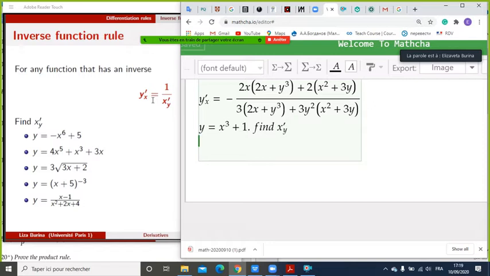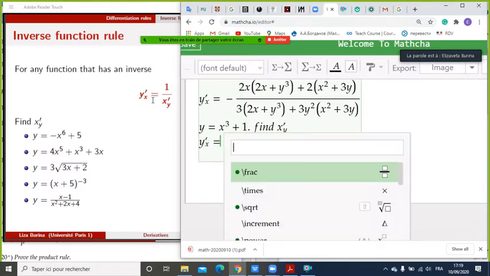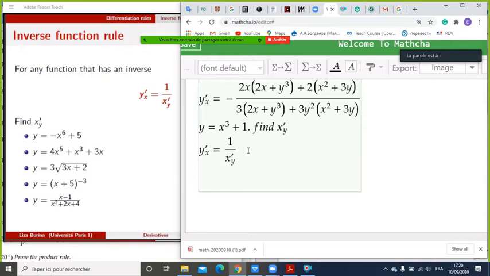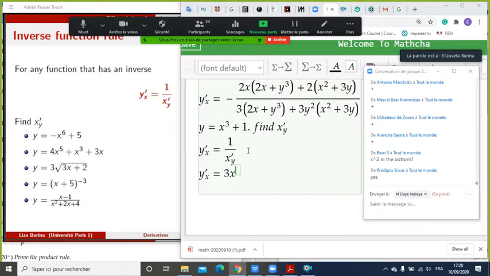We know that y prime x is equal to 1 over x prime y. Cool. So I can calculate y prime x, right? So y prime x will be equal to just 3x squared.